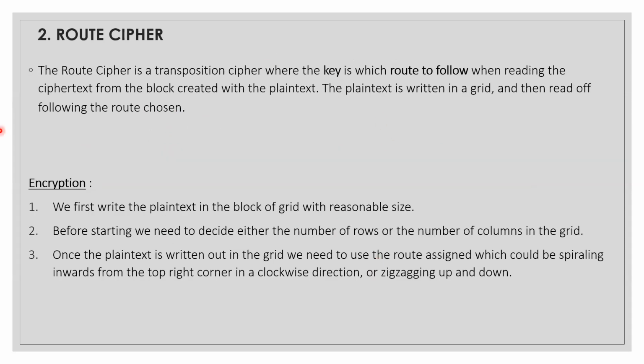Next is the route cipher. The route cipher is a transposition cipher where the key is which route we have to follow when reading the ciphertext from the block that we create using the plain text. The plain text is written in a grid row-wise, and then we read off according to the route that is given.